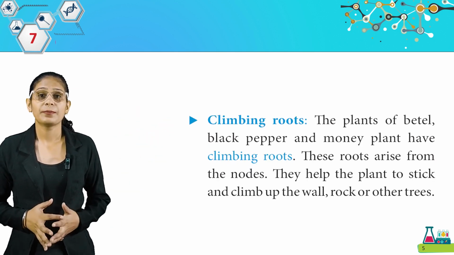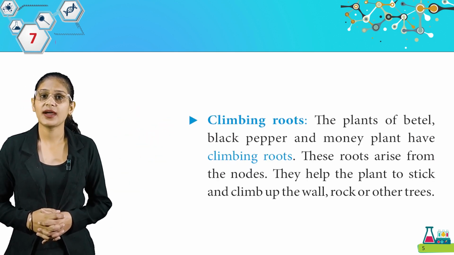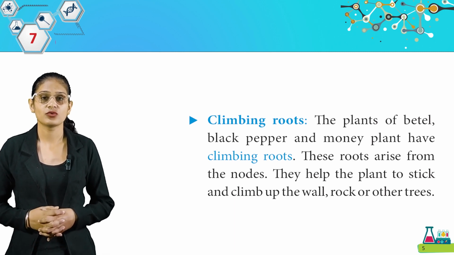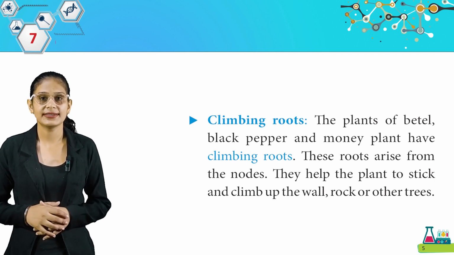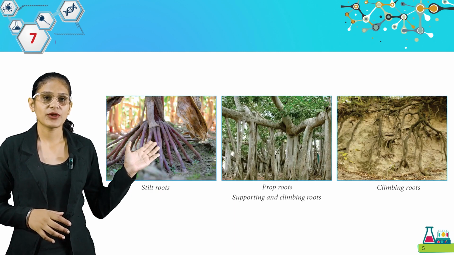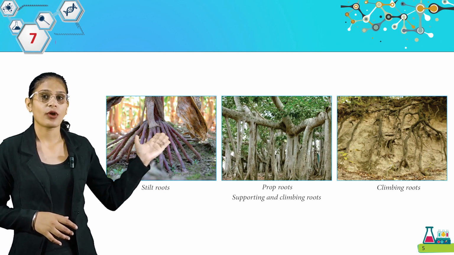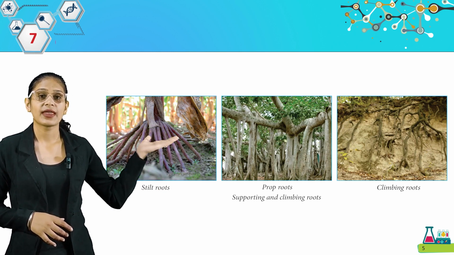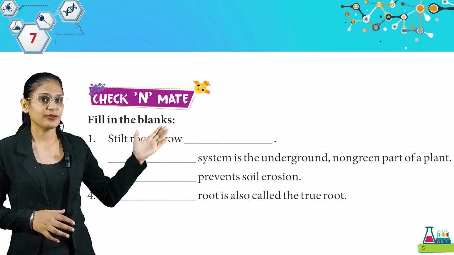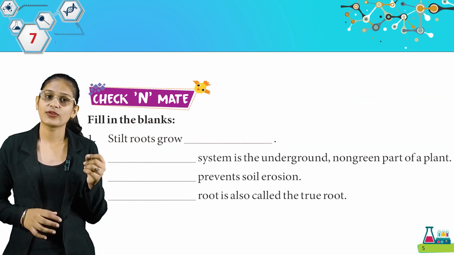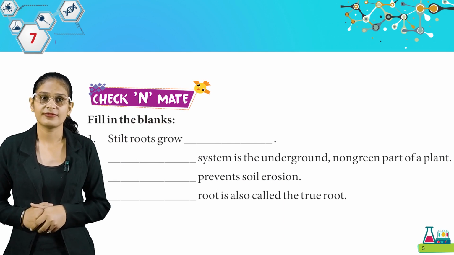Climbing roots. The plants of betel, black pepper and money plant have climbing roots. These roots arise from the nodes. They help the plant to stick and climb up the wood, rock or other trees. Now look at these pictures. Stilt roots, prop roots, climbing roots, supporting and climbing roots. Now we have check and mate. As we already read about these things, you can do it by yourself.